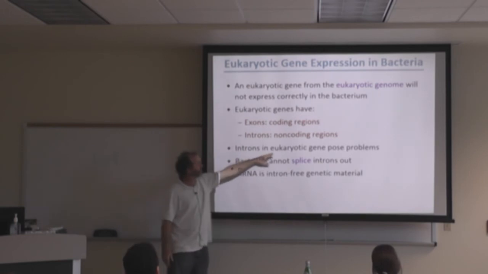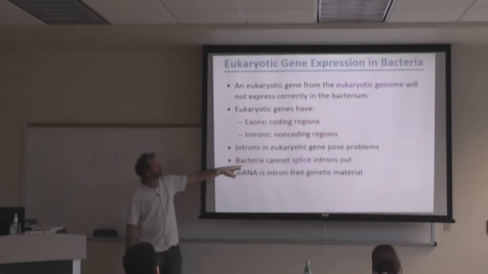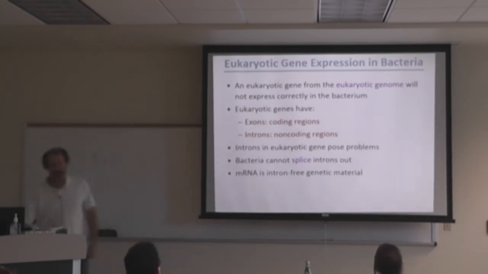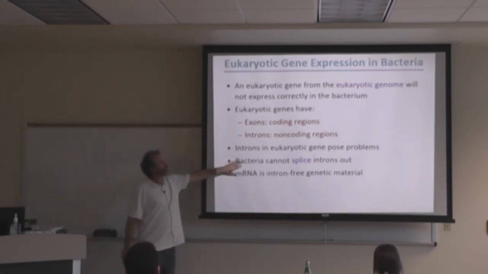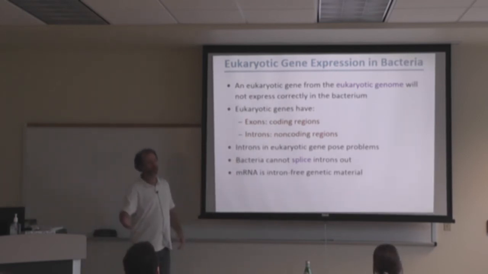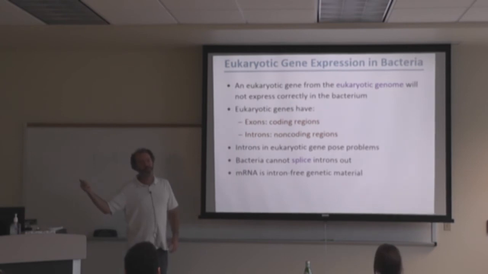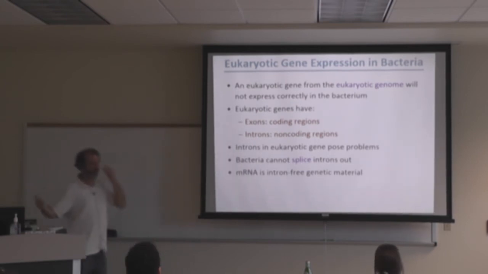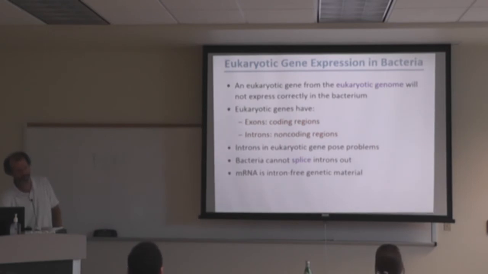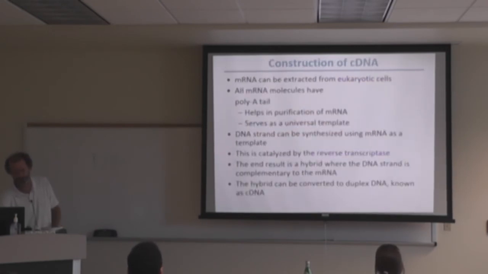So introns in eukaryotic genes pose problems. The bacteria cannot splice the introns out, so mRNA is used rather than free genetic material. You could also, rather than using bacteria to express the plasmid, use yeast, insect cells, or mammalian cells. But bacteria are cheaper and faster and easier to grow proteins in.